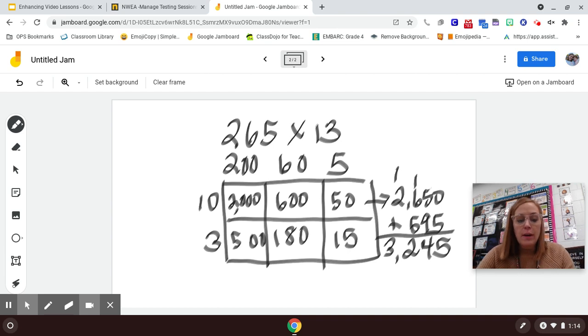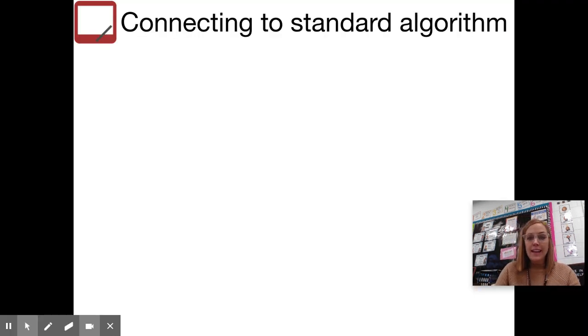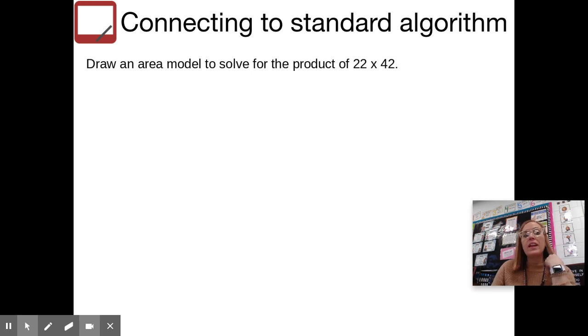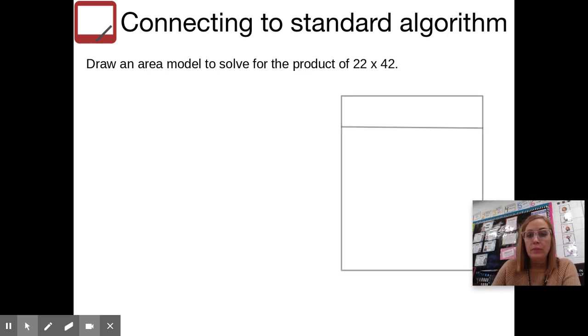Last thing I want to talk about with you is how we can go from the box method or an area model and connect that to the standard algorithm. So let's go back to 2-digit by 2-digit. I have 22 times 42, okay? Now, instead of breaking it apart into 4, I'm just going to do 42 on the top, and I'm going to break apart my 20 in 2 on the side. So I'm going to break apart one of my numbers, okay?